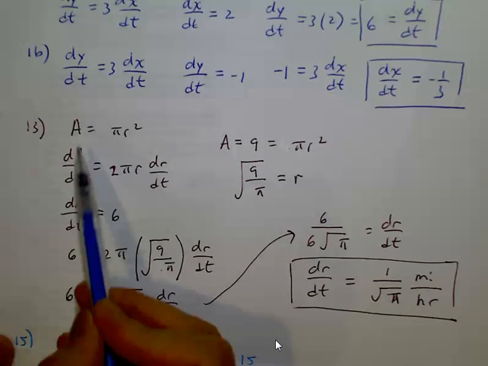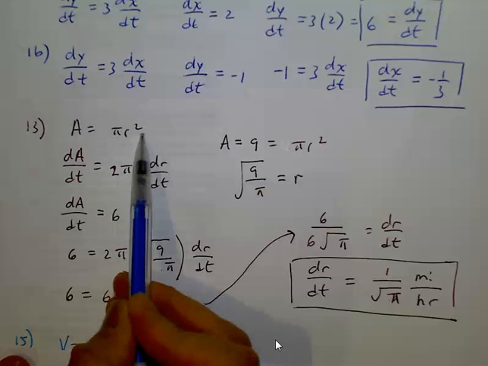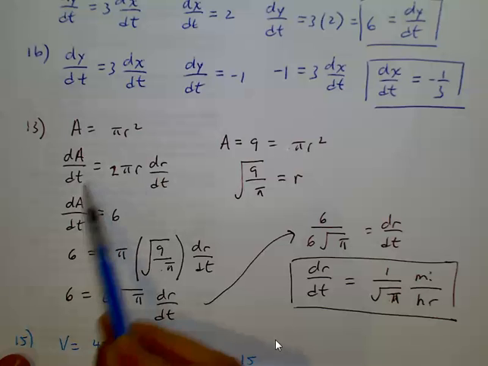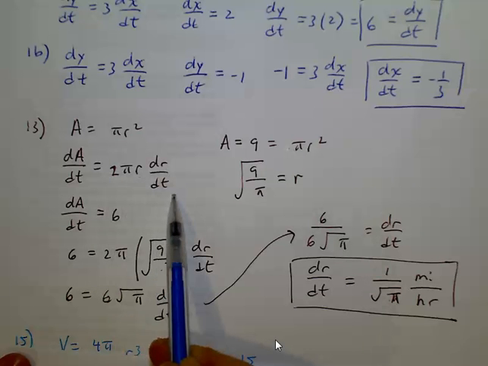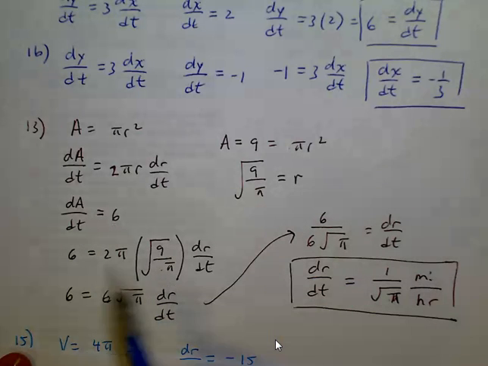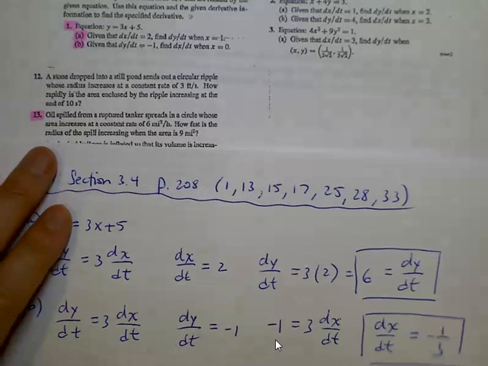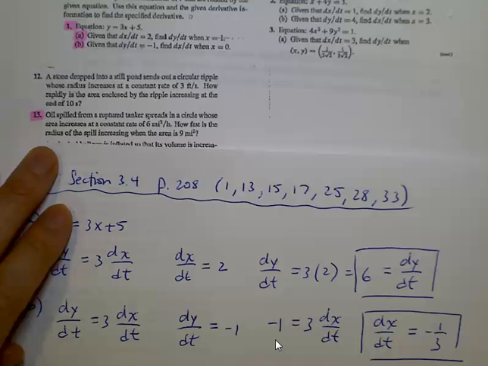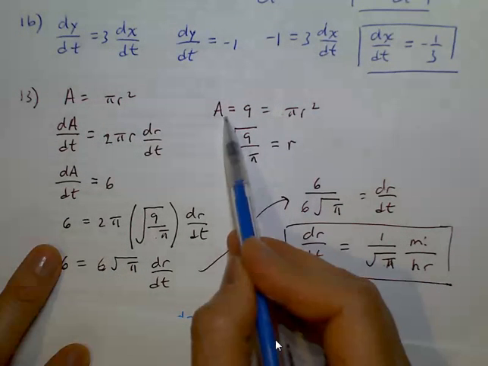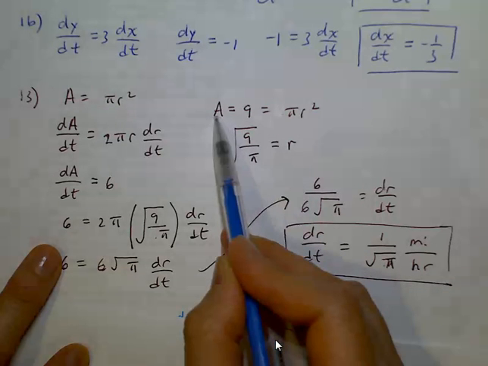Okay, so I'm going to start off with the area of a circle being pi r squared, and then taking the derivative with respect to time would be dA/dt equals 2 pi r dr/dt. You're told that dA/dt is equal to 6. How fast is the radius of the spill increasing when the area is 9 square miles? So I'm going to be using 6 is equal to, and I need to go back and figure out what the radius is when the area is equal to 9.